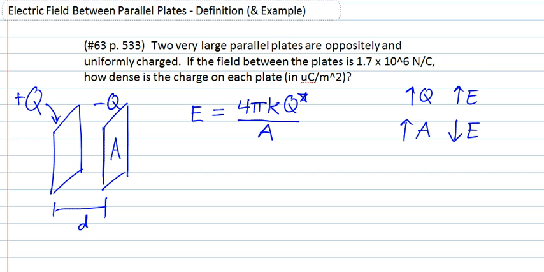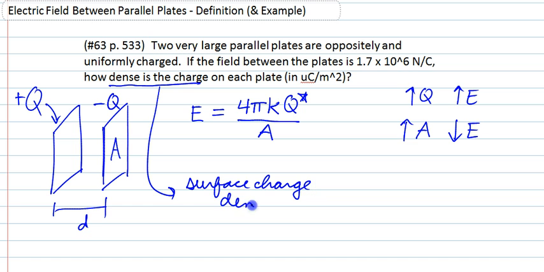If the field between the plates is 1.7 times 10 to the 6 newtons per coulomb, how dense is the charge on each plate? When we say how dense is the charge, this is what we call the surface charge density. You'll learn a lot more about this next year, but this is a neat little intro. It's got the Greek letter sigma because of the S sound for surface, and it's basically the amount of charge divided by the area.